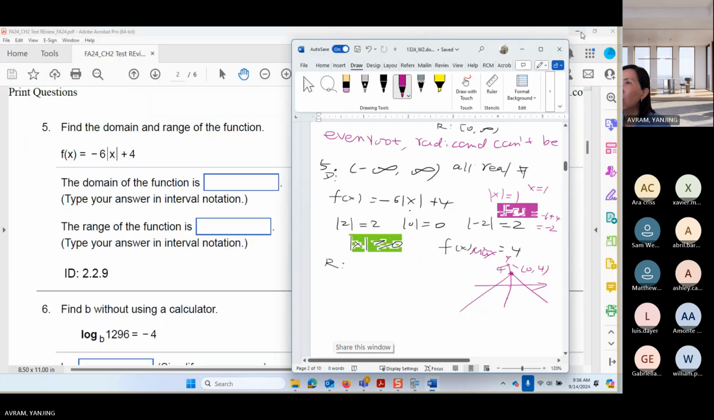Okay, so how do you write down your range in here? Your range will be from negative infinity to 4. It does include 4, so you have to use the bracket. So y is less than or equal to 4. All right, so that is your y value. Questions?